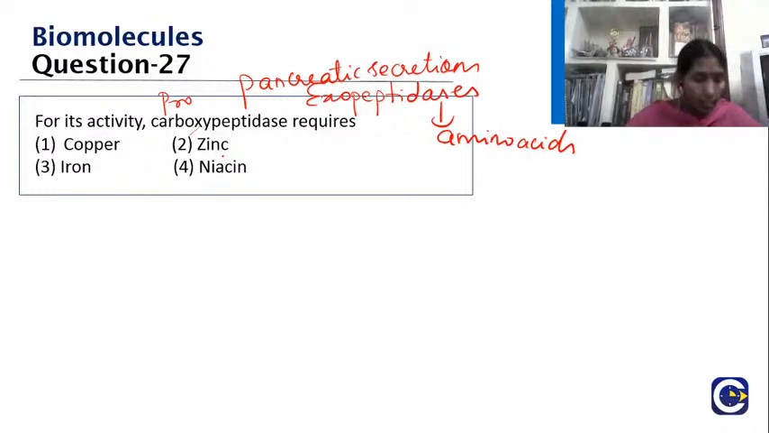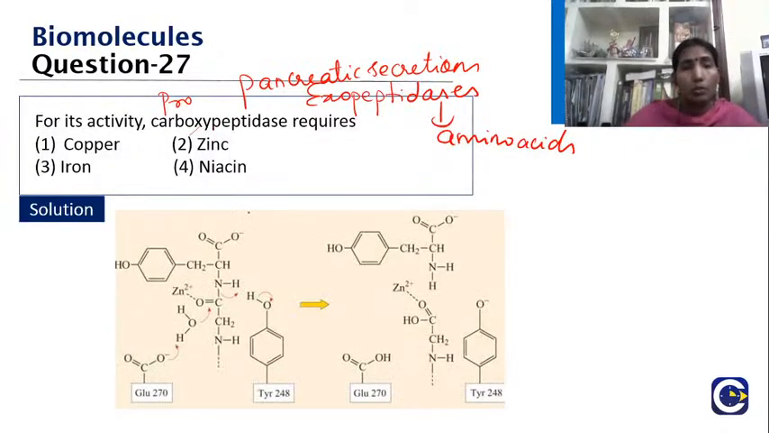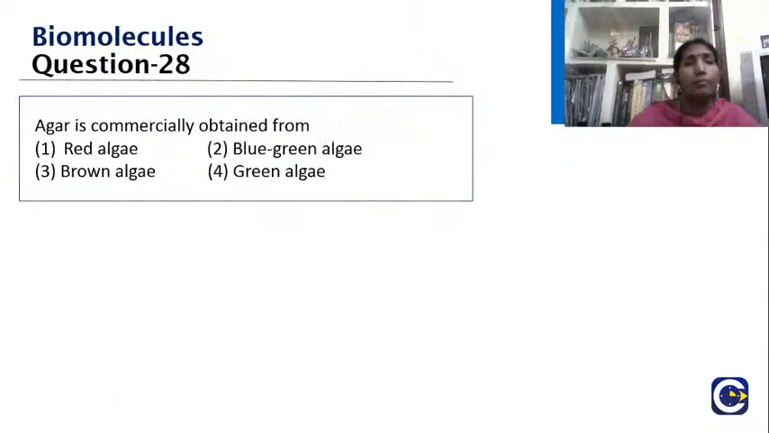Yes, students, I am waiting for you. What should be the answer? Which element is needed? Yes, you are right, it is zinc. So you can see here the zinc. Zinc is needed for it to act. So you should know that for carboxypeptidase, zinc is required for its activity.